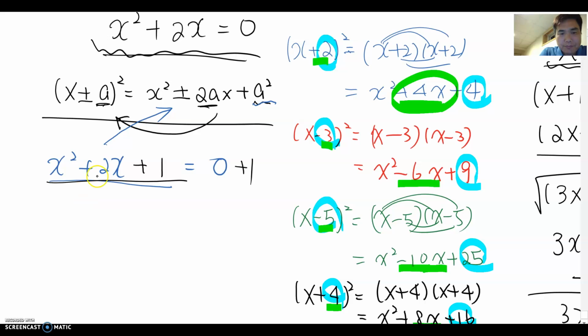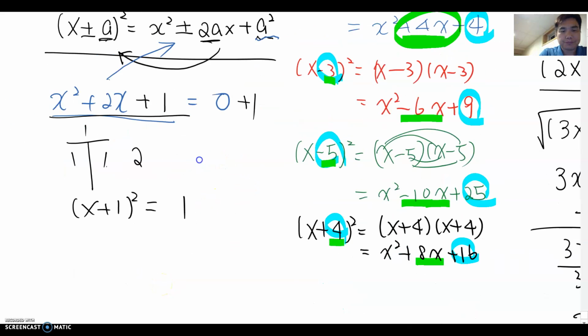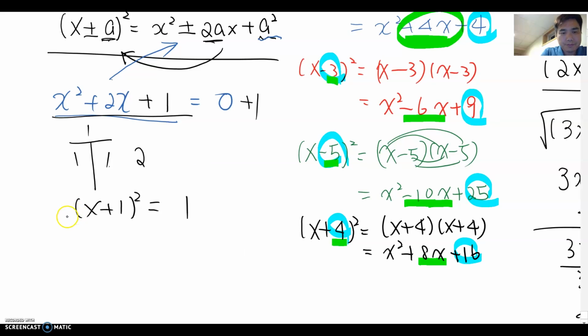Then we can do a T chart with 1 and 2 here. As you know, 1 plus 1 becomes 2, and 1 times 1 becomes 1. So it becomes (x plus 1) squared. Okay, now equal to 1 here. Then from here, you can take the square root of both sides. Don't forget plus and minus, then x plus 1 equals plus or minus 1.